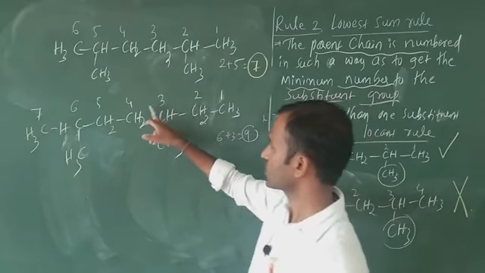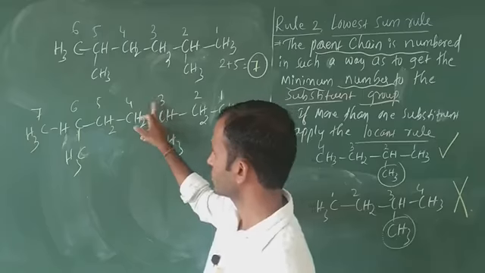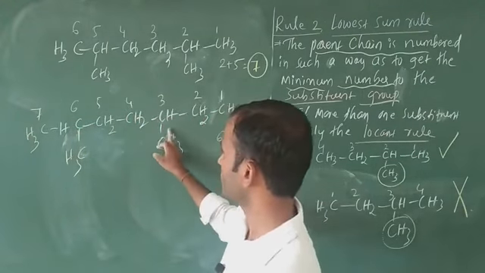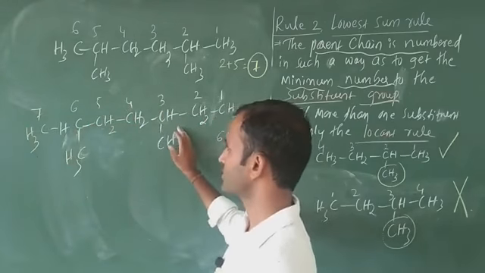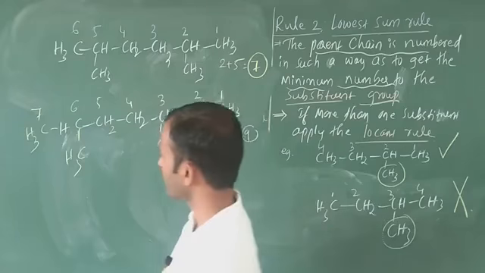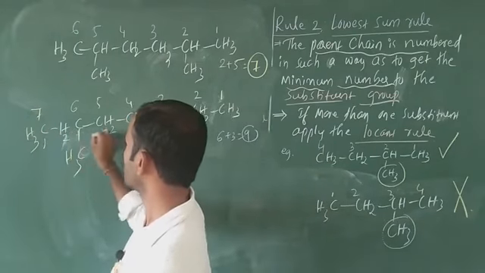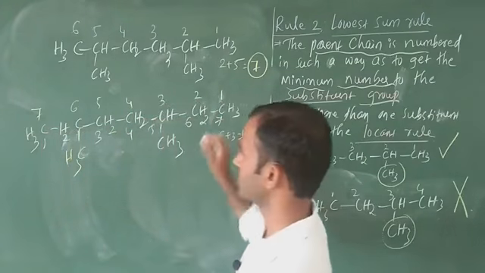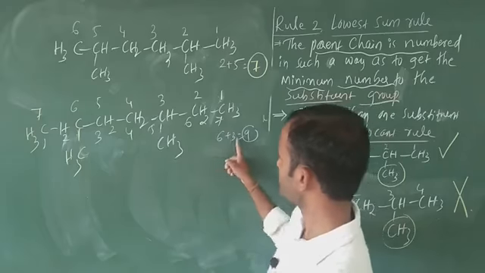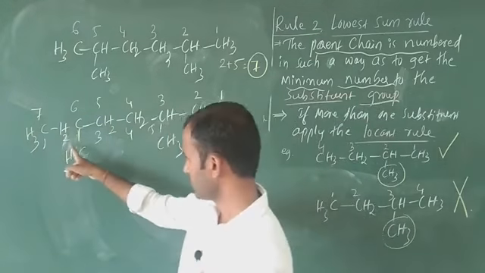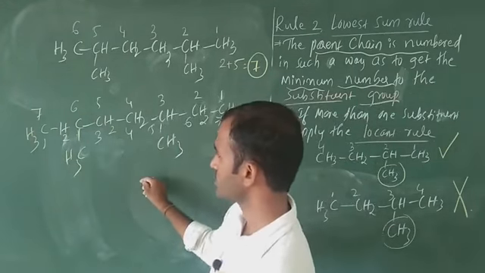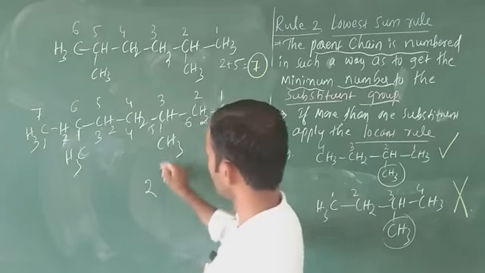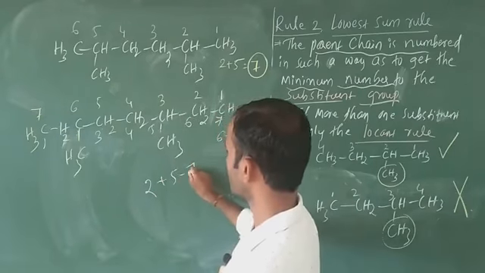Just here in this case, 1, 2, 3, this 4, 5, 6, 7. But in this case, this substituent group is going to get the highest number. Do not consider this one, you have to start from here. This is 1, this is 2, this is 3, 4, 5, 6, this is 7. First you have to count 6 plus 3 equal to 9. In this way you have to count the lowest sum rule. This one gets 2, this is going to get 5, 5 plus 2 equal to 7.